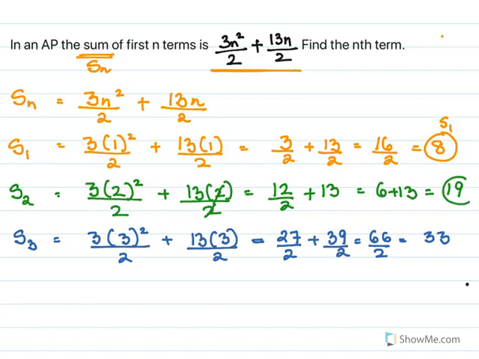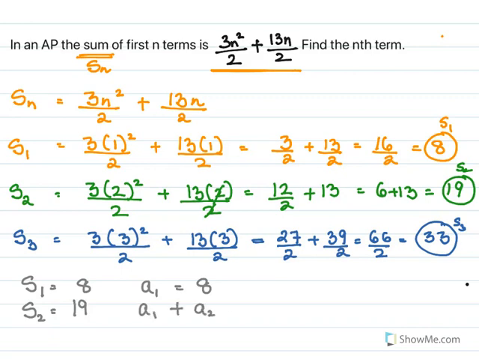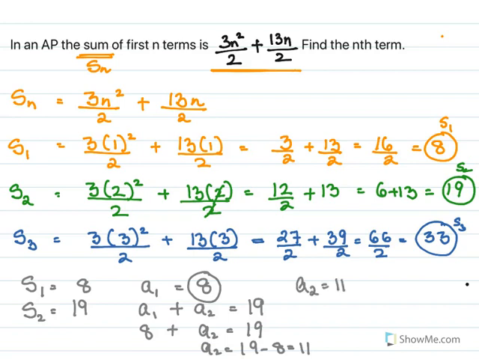So this was our S1, here was our S2, being the sum of 2 terms, and this is S3, the sum of 3 terms. So let's write that out. S1 equal to 8, which means A1 equal to 8, the sum of 1 term. S2 equal to 19. Now S2 is the sum of 2 terms, A1 plus A2 equal to 19. But we already know our A1 is 8. So 8 plus A2 equal to 19. So A2 is 19 minus 8, which is 11. So I know my A2 also.